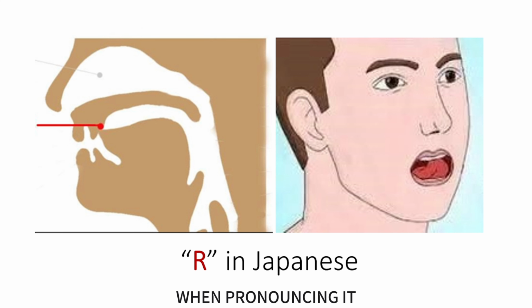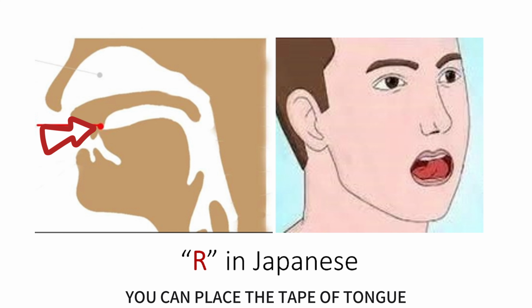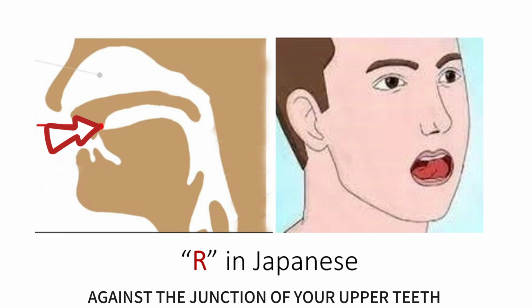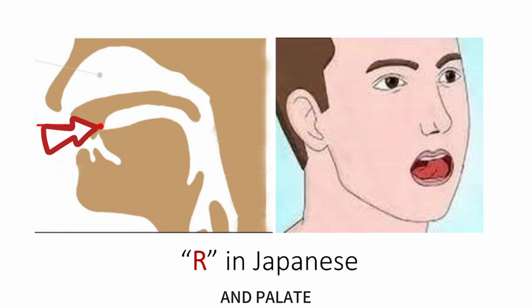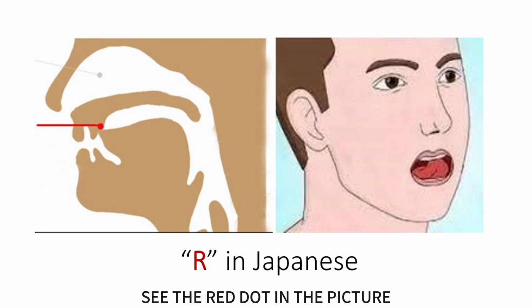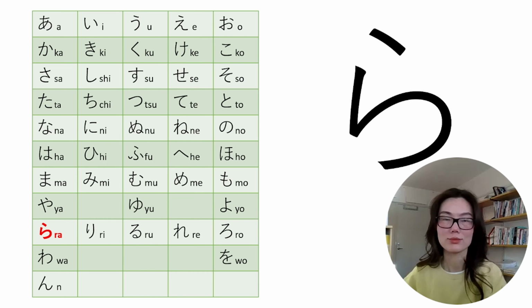When pronouncing it, you can place the tip of the tongue against the junction of your upper teeth and pat it. See the red dot in the picture? And then flick it down.